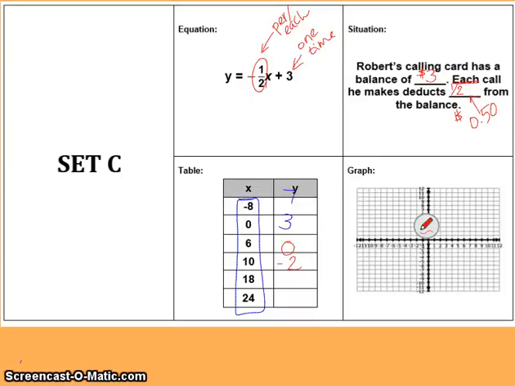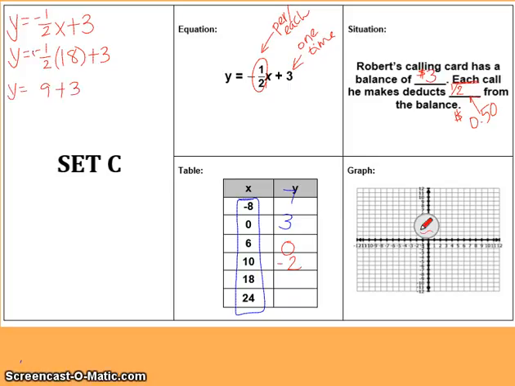Alright, so for our x value of 18, you're going to do the exact same thing. I'm going to write my equation, y is equal to negative 1/2 x plus 3. And all I have to do is plug in that 18 into my x value. So y is equal to negative 1/2 times 18 plus 3. I know that if I cut 18 in half, it's 9. So y is equal to 9 plus 3.